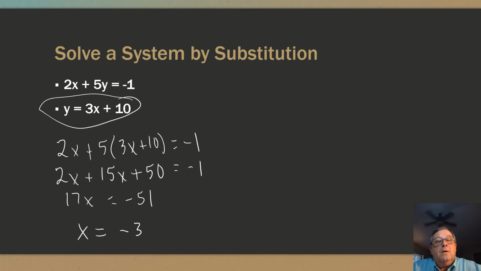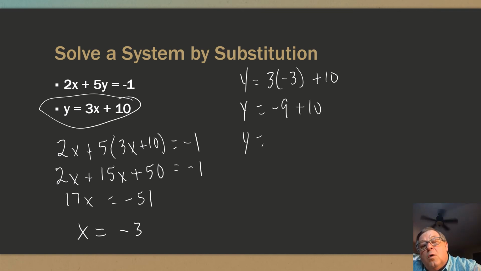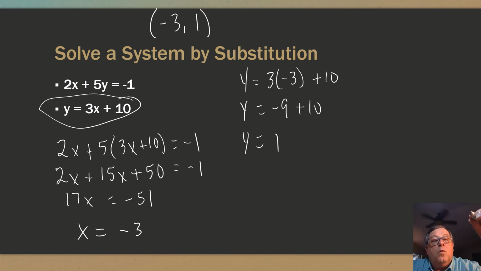And now let's plug in the -3 into either equation. Doesn't matter which one. I'm going to use the second one because I just used the first one. That's the only reason why. And solve for y. So we got y equals 3 times -3 plus 10. Okay, well, 3 times -3 equals -9 plus 10. And -9 plus 10 is 1, so y is equal to 1. And so we believe our solution then is x is -3, y is 1.